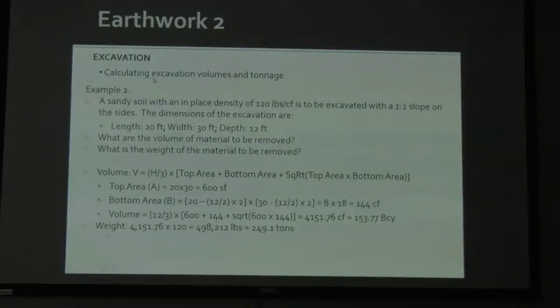Example number 2, we have an excavation in a sandy soil with an in-place density of 120 pounds per cubic foot. It's to be excavated with a 1-to-2 slope on the sides. The dimensions of the excavation are length 20 feet, width 30 feet, depth 12 feet. What is the volume of material to be removed, and what is the weight of the material to be removed? The volume is equal to the height divided by 3 times the top area plus the bottom area plus the square root of the top area times the bottom area.